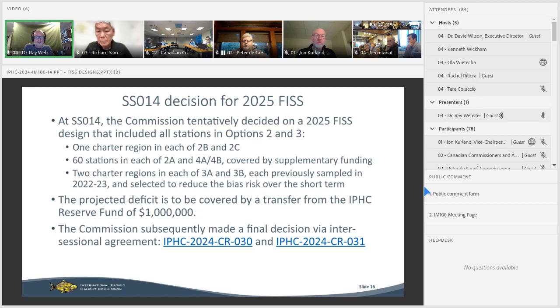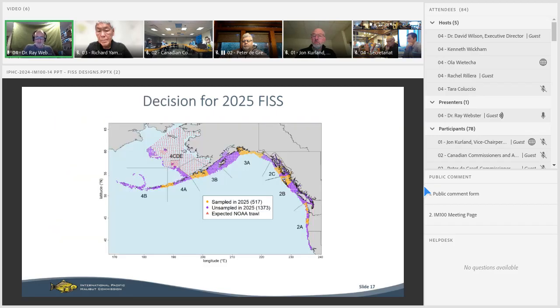The projected deficit is to be covered by a transfer from the IPHC reserve fund of $1 million. And the Commission subsequently made a final decision via intersessional agreement, documented in those 2 links. And this is the map showing that design. It is a combination of the 2 options just presented, option 2 and option 3, showing 517 stations to be sampled in 2025 with one charter region in each of 2B and 2C, 2 in 3A, 2 in 3B, a combined charter region spanning 4A and 4B, and 60 stations in 2A.